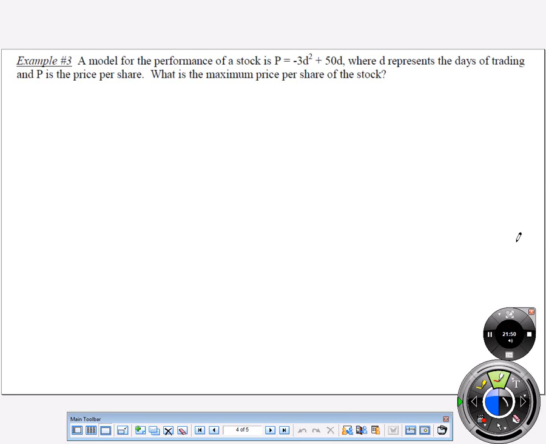Then it says, what is the maximum price per share of the stock? So you want to find the maximum p-value that occurs. Okay? So I want you to think about how the equation behaves. So you look at the equation for p. Is it linear or is it quadratic? If you graphed the equation for p, is it going to make a line or is it going to make a parabola? Parabola because of the d squared. So is it linear equation or is it a quadratic equation? Quadratic. So if it has something squared, it's in the quadratic family.